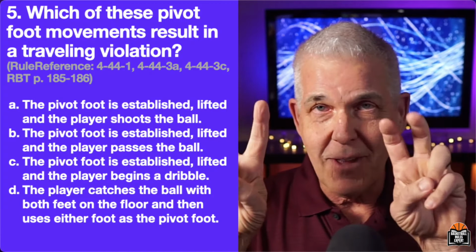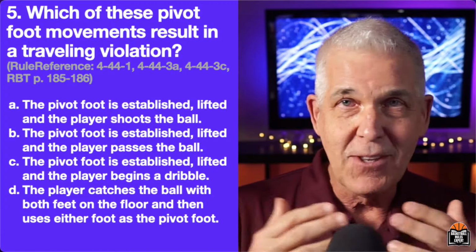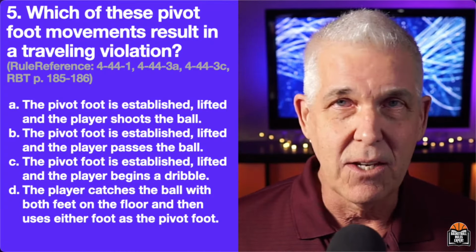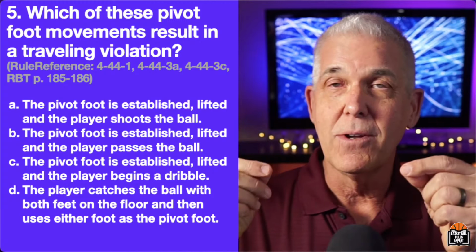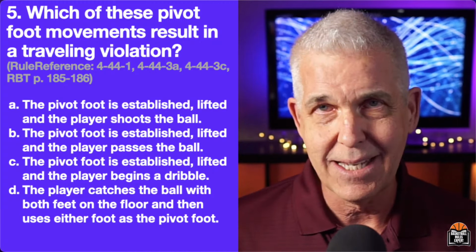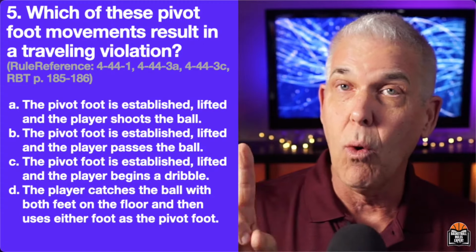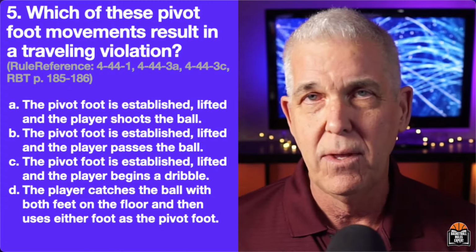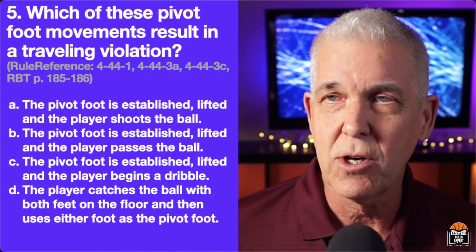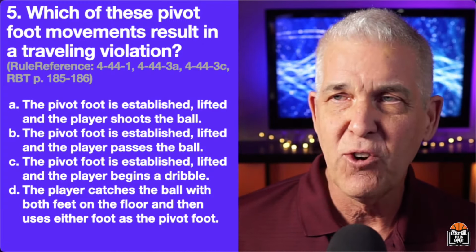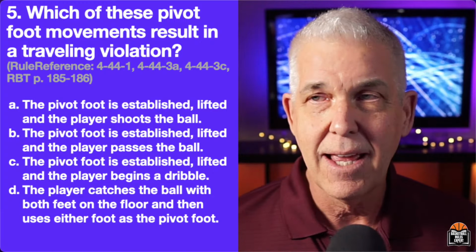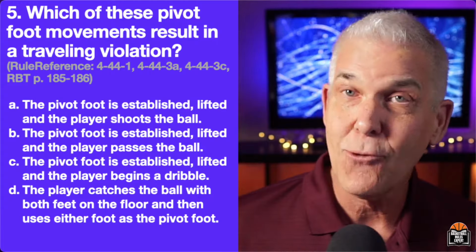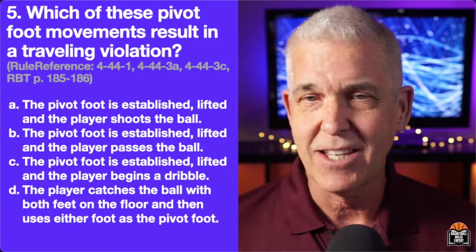In the world of everybody knows, many people feel that lifting of the pivot foot is a violation in and of itself, but of course that's not true. Lifting a pivot foot and returning it to the floor is a traveling violation, or lifting a pivot foot and then releasing a dribble would be a violation. So our correct answer here would be C. The pivot foot is established, lifted, and the player begins a dribble. That would be a traveling violation. That is the correct answer.